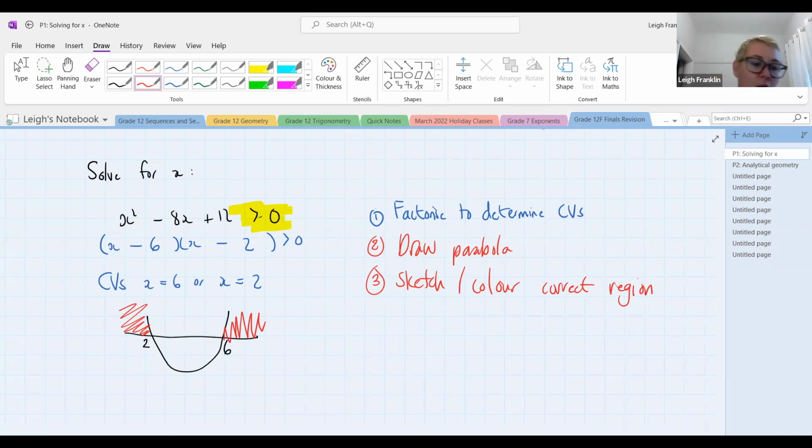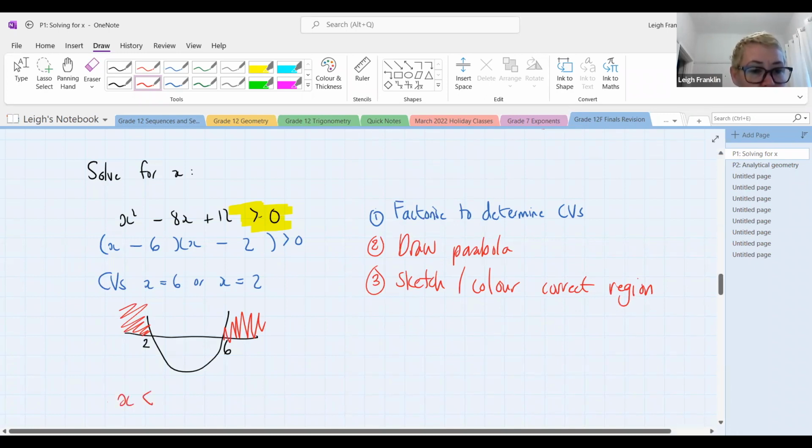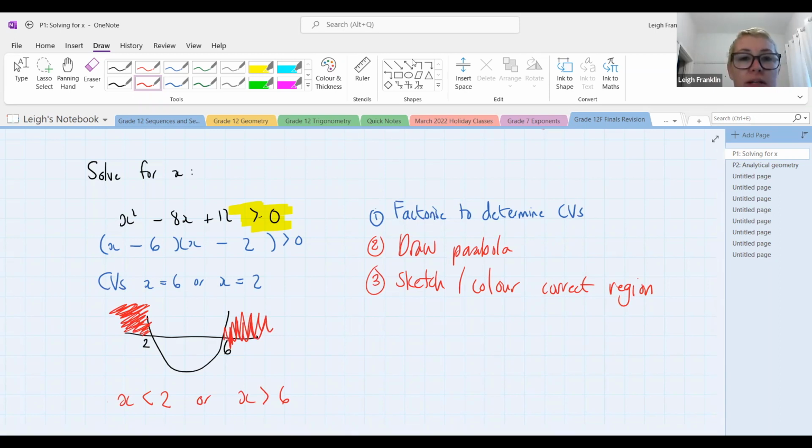Okay, so how are we going to write this? Either where x is smaller than 2, so that's this bit over here, guys, where x is smaller than 2, or where x is bigger than 6. That's this part on the right-hand side. Okay, now you can't do that. You're not allowed to do that, I'm afraid.